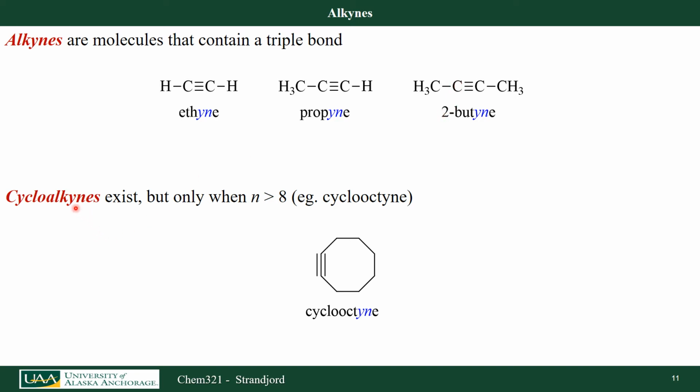We can also have cyclic alkynes, or a cycloalkyne, but I need to have at least 8 carbons in that cyclic ring, or there's just too much strain because it's bent. This one would be, let's see, I count carbons, I see there's 8 carbons in here, so that would be an octyne, and it's cyclic, so it's a cyclooctyne.